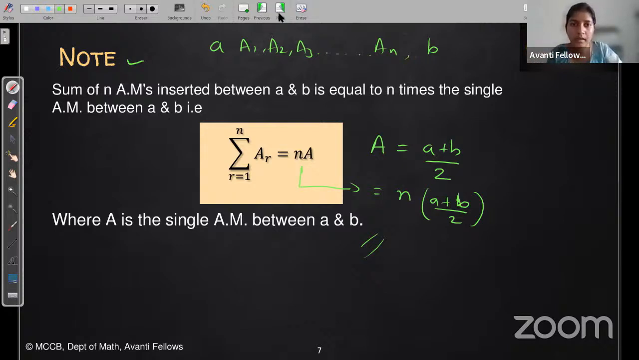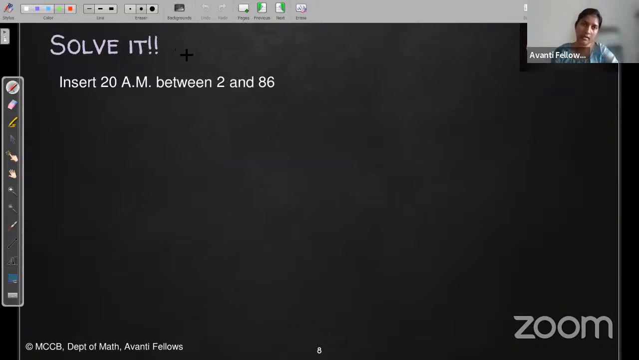So next we have an example here. Let's try to solve it. The question is: insert 20 arithmetic means between 2 and 86. The first term is 2, the last term is 86, and they're asking us to insert 20 arithmetic means. Say A1 is the first one, A2, so on up to A20. Tell me what will be the values of that A1, A2, so on?